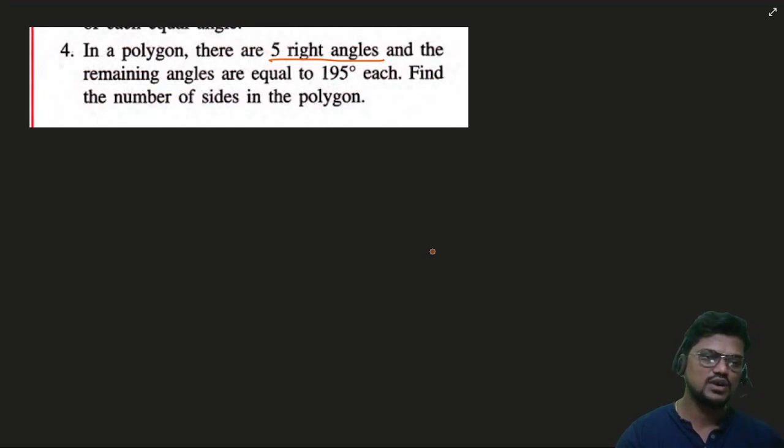Sir, first of all, a polygon has 5 sides, no? And here it's written that there are 5 right angles. So, polygon does not mean 5 sides. Polygon means only a closed figure. Sorry, pentagon. Yeah. Pentagon means 5 sides.